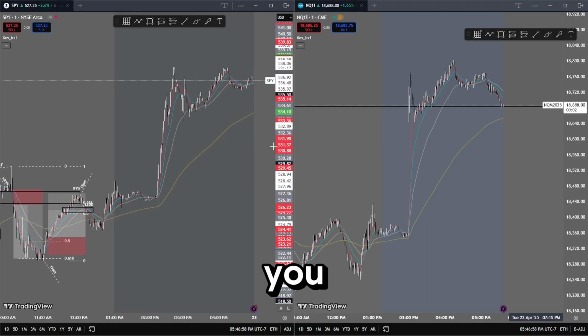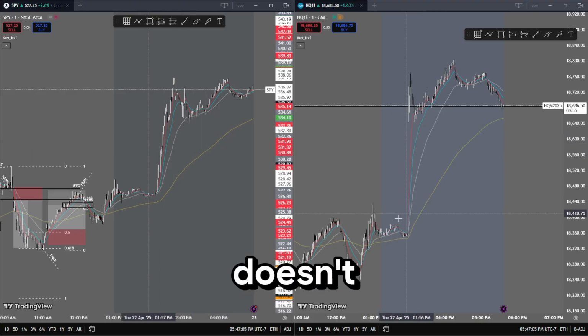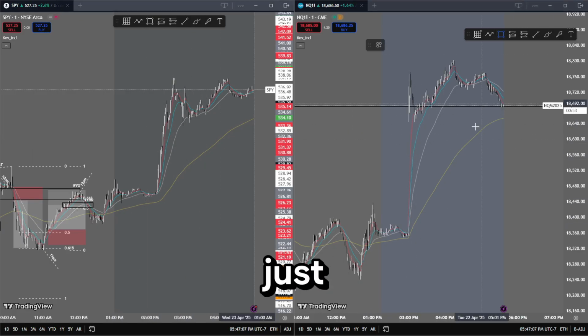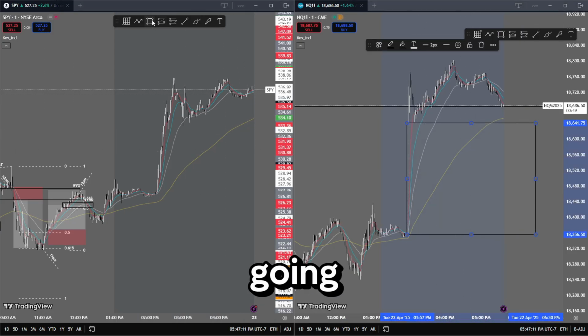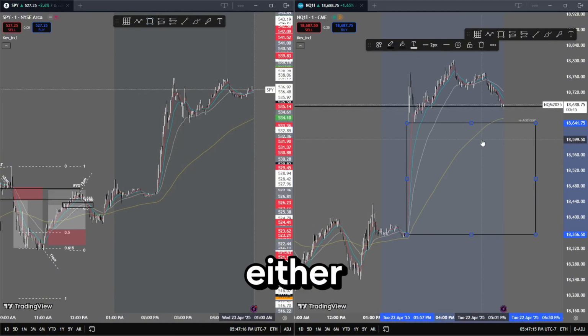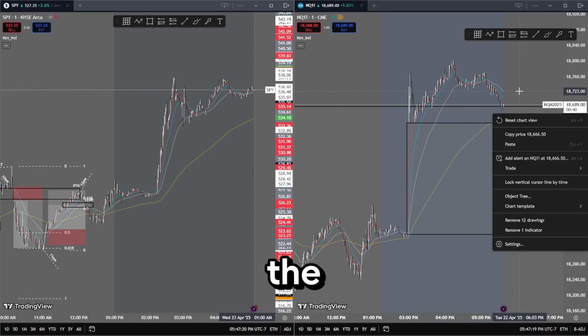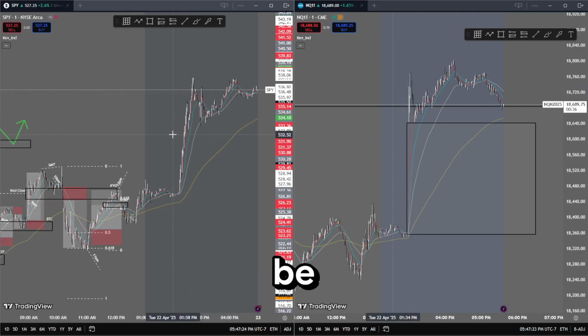Now, I want you guys to pay attention to this. SPY doesn't have, NQ doesn't have that action. NQ just has a huge gap created. That gap we are going to be looking at to use coming into either late at night or pre-market or the following market open session. But this is for sure something that we're going to be looking at.